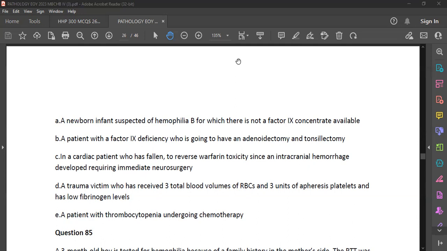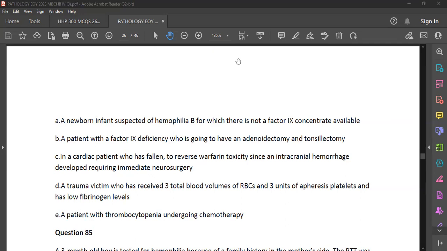So if you look at choice A, you're saying it's a factor 9 deficiency. It has nothing to do with it. Choice B is still factor 9, has nothing to do with it. Yeah. Choice C is warfarin toxicity. And yesterday we talked about vitamin K dependent factors, which are factors 2, 7, 9, and 10. We said 2 plus 7 is 9, and then 10. None of these factors are associated with cryoprecipitate. Yeah. But look at choice D.